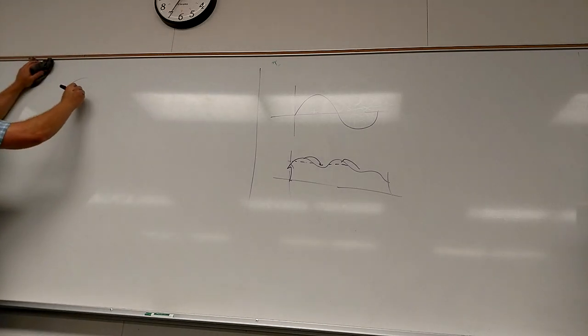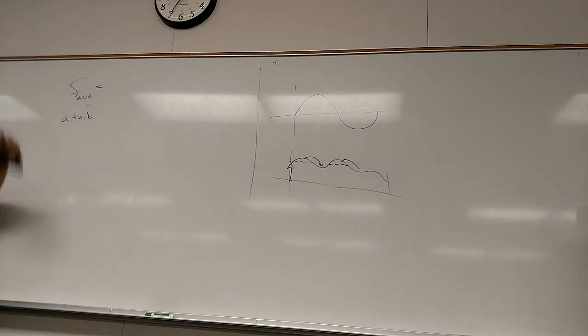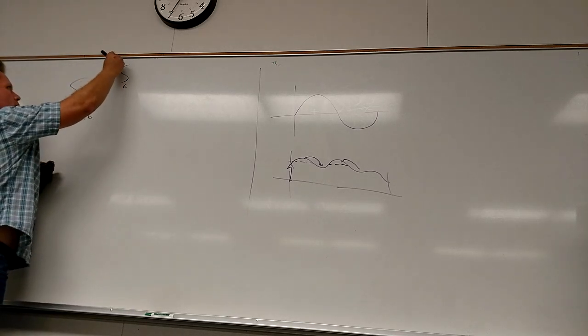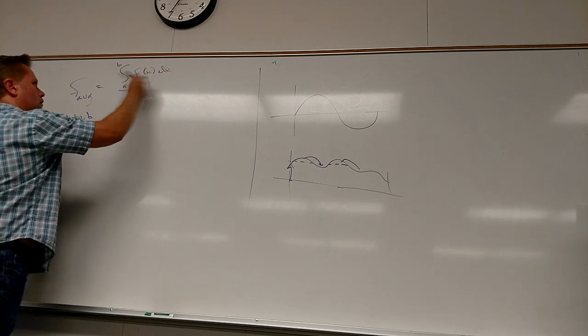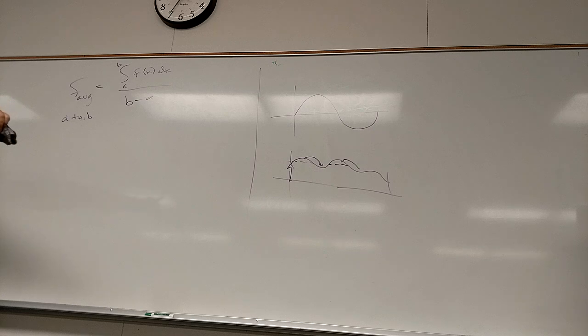The average value of a function over an interval a to b, there you go, is find the area I'm talking about, and then divide by the length. Of course you're going to be left with the width of the equivalent rectangle, which would be the average height of that function. Let's do an example.